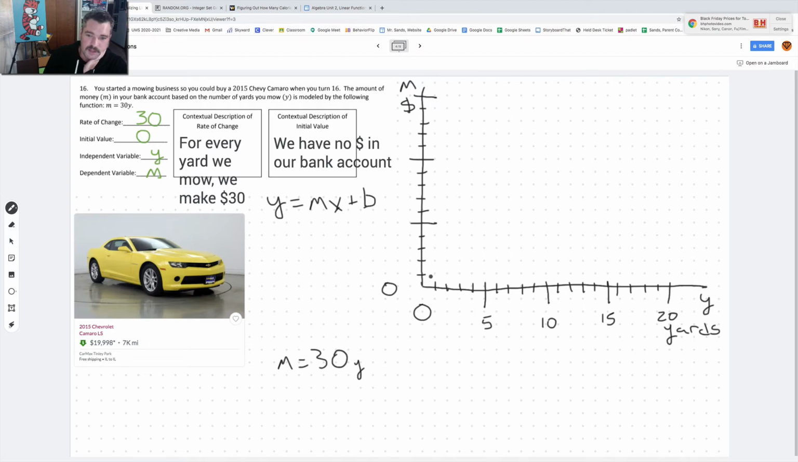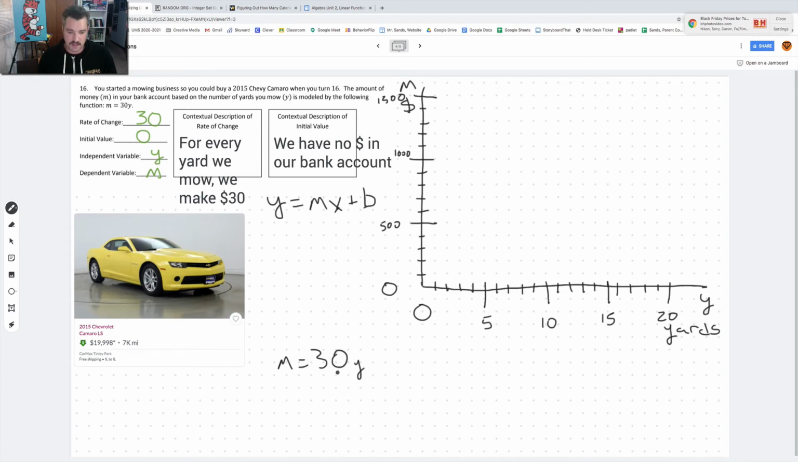So maybe if we called this like 300, 600, 900. Or maybe we could do 500. Let's see what that looks like. That would be 1,000, and we would call this... Okay, so this is $500, this is $1,000, this is $1,500.